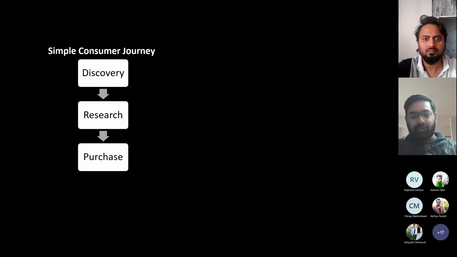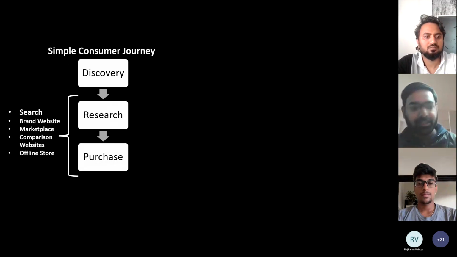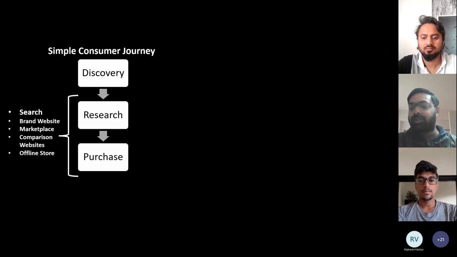If we talk about the research and purchase phase, these are some of the channels where people usually land when they are looking to either research or directly purchase a product or service. It can be search, your brand website, your marketplace like Amazon or Flipkart. It can be comparison websites, so if we talk about mobiles, it will be websites like 91mobiles, and the offline stores. These are typically the channels that consumers use for research and purchase phases. And we all know that search is an important factor for research and purchase. There's no doubt about it.